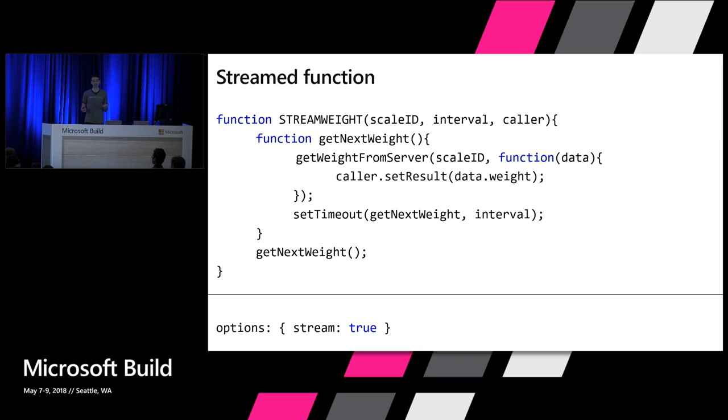So setResult, that's a function. It's a property of the caller object that Excel gives you. You can keep calling that again and again. Excel retains the information it needs to keep applying the value from that particular caller. It's all running in the same JavaScript context for all your streaming and asynchronous functions.